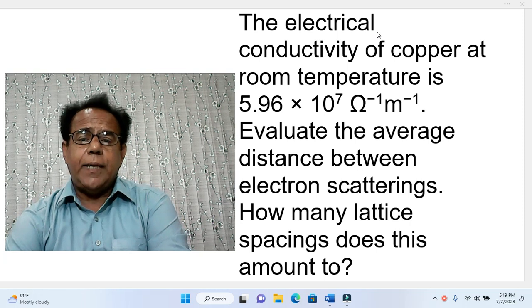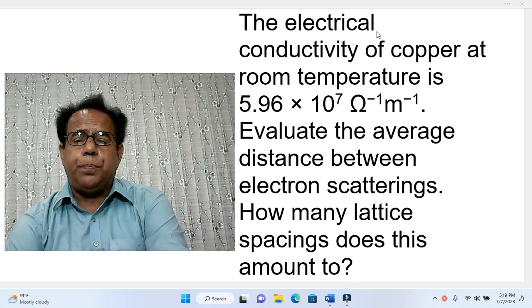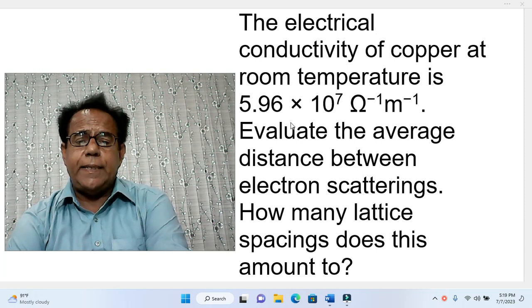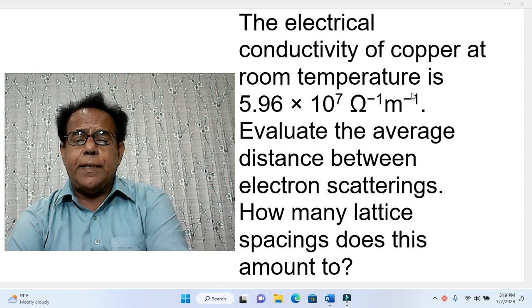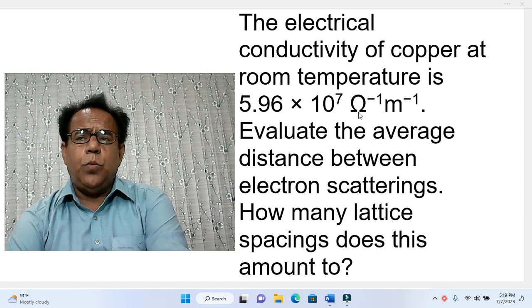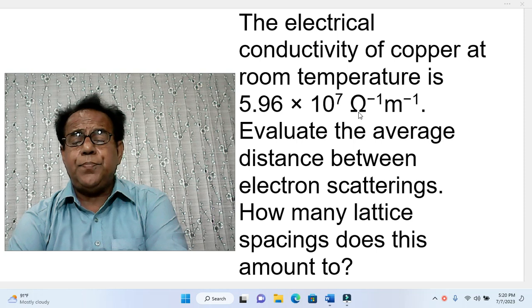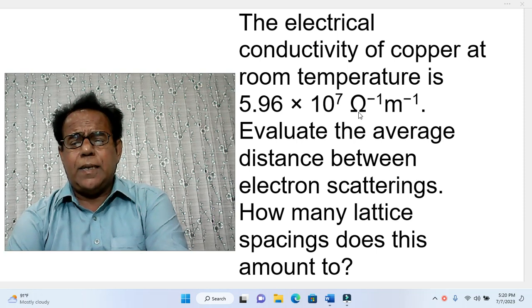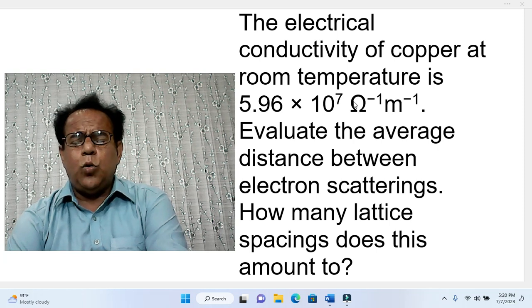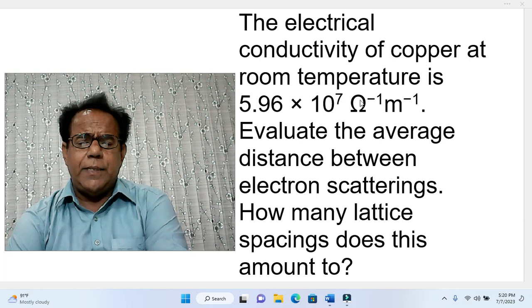The electrical conductivity of copper at room temperature is 5.96 × 10^7 ohm inverse meter inverse. This is the symbol of ohm. Ohm in electronics is the unit of resistance or perhaps also resistivity. So when it is ohm^-1, it means 1 over ohm. Similarly, meter inverse means 1 over meter.